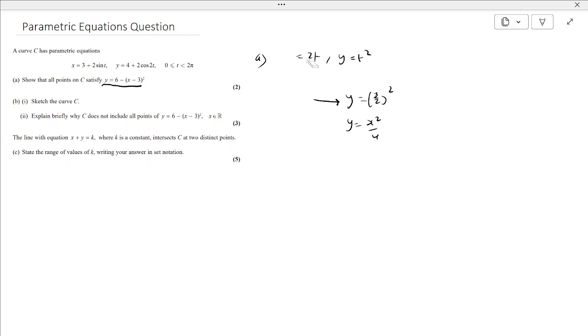Now this doesn't work when you have trig equations, okay? If you tried this with these trig equations, you would have to write t, I don't know, inverse sine of x minus 3 over 2, and then put that inverse sine in over here. And yes, technically you'd get an equation with no t's, but you'd have cos of 2 of inverse sine, and it's not very neat, and it certainly doesn't look like this.